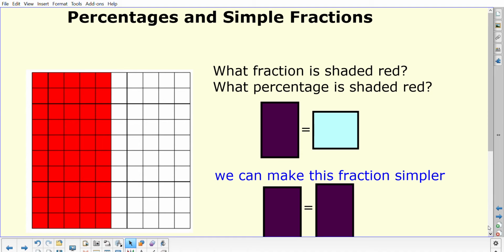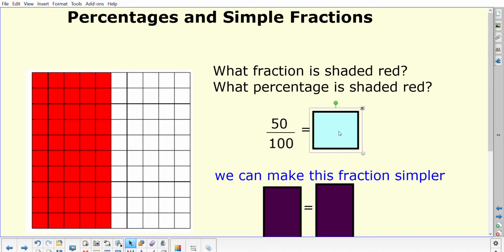So if you look at this diagram here, we were looking at this sort of thing before. There are 100 squares in this grid, and if I said what fraction has been shaded red, hopefully you'll be able to tell me that it would be 50 boxes out of 100, so that would be your fraction. However, we also know that 50 out of 100 means the same thing as 50%. So we'd say 50% of that grid has been shaded in red.